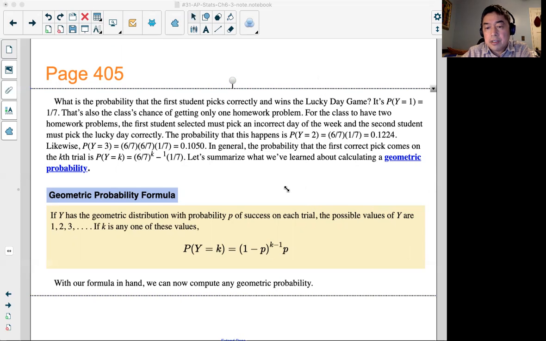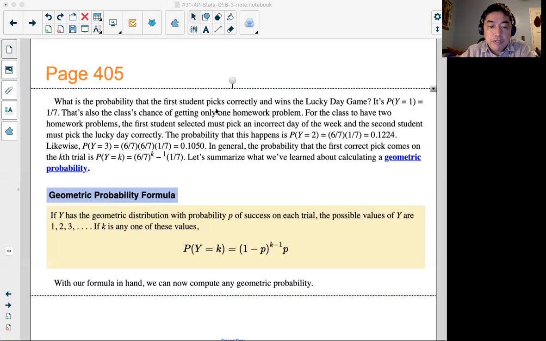The second chance is a kind of multiplication rule, right? So the first one is not a success, so 6 out of 7 chance, and you have to multiply by success, which is 1 out of 7, since this is the second time. So this is a probability of 12.24%. Okay, about the third time.